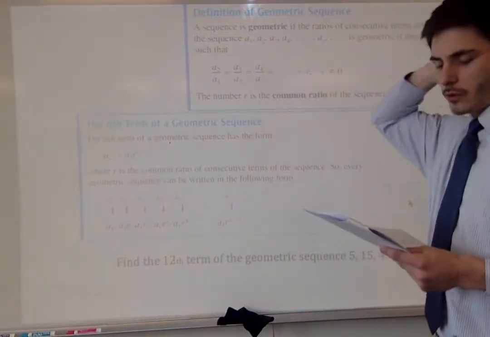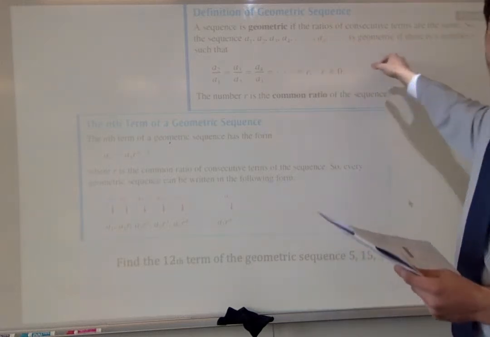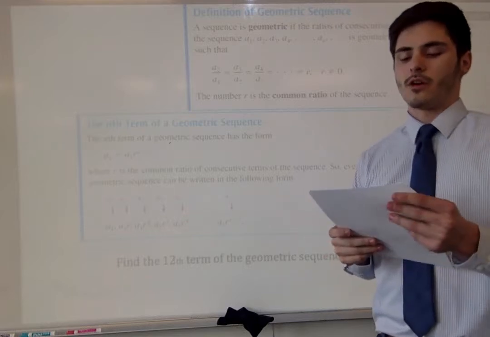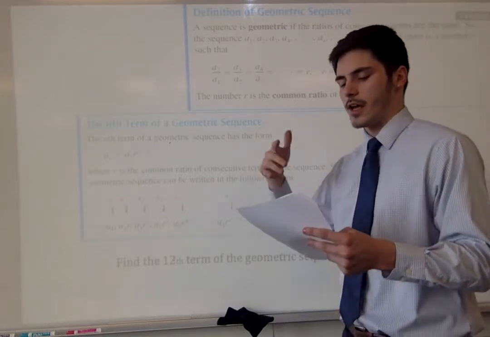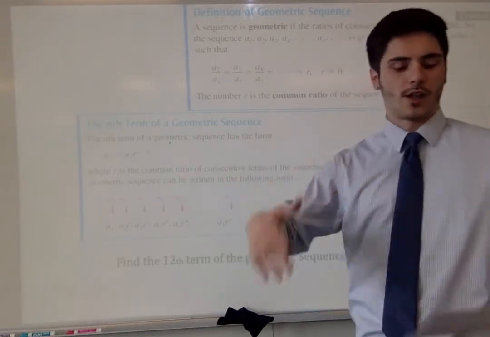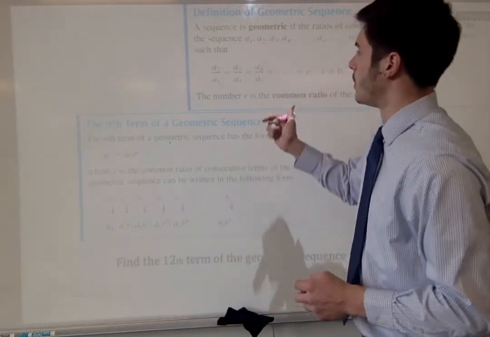Definition of a geometric sequence. A sequence is geometric if the ratios of consecutive terms are the same. So that goes back to that ratio again. So the sequence a1, a2, a3, a4, a to the n is geometric if there is a number r such that, and let's pick this apart real quick to make sure we all understand it.